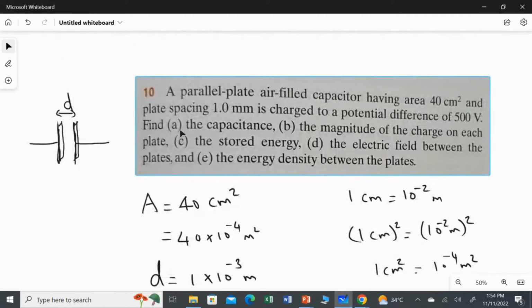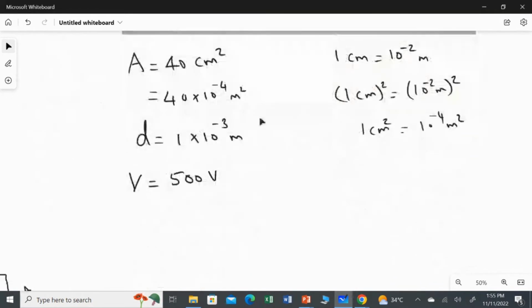Now by using these values, what are we going to find? In the first part of the question, we are going to find the capacitance. And we studied the formula already. What is the formula for the capacitance of the parallel plate capacitor? Capacitance is equal to area multiplied by epsilon naught divided by the space between the two plates. And we have all the values, so I'm going to substitute the values one by one.